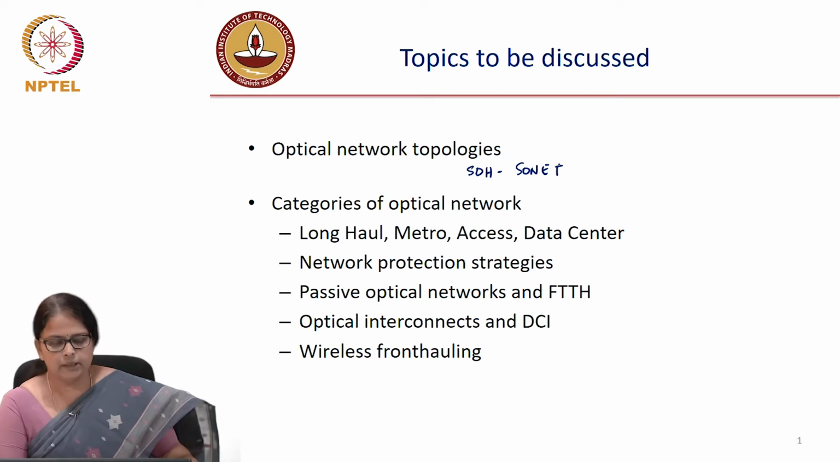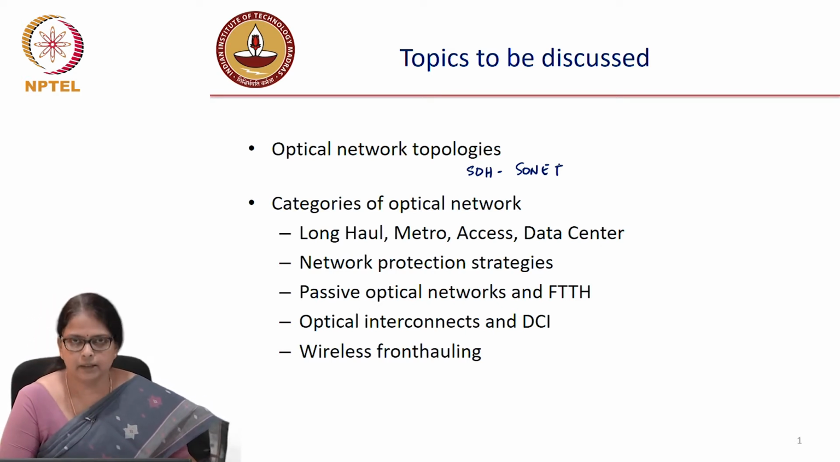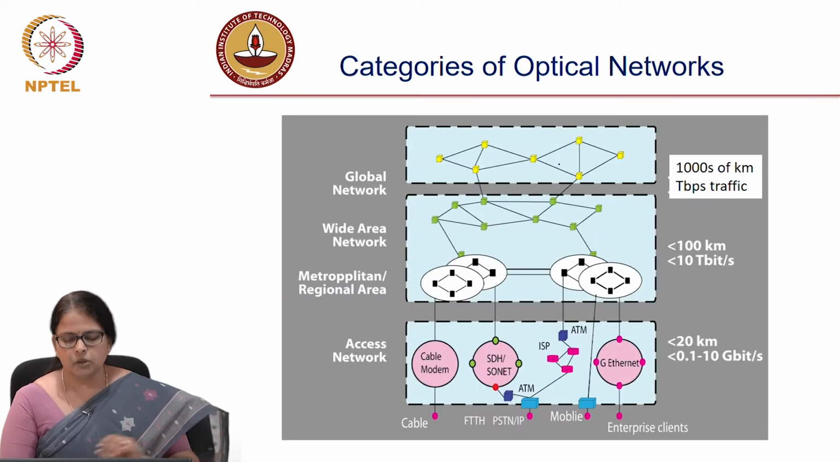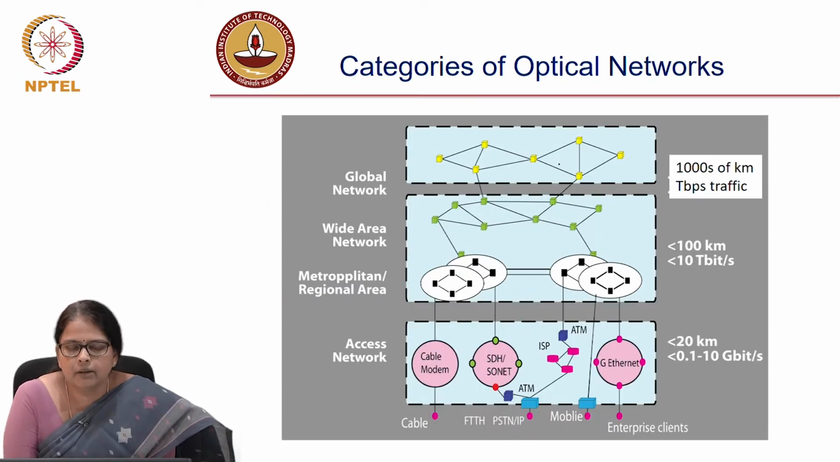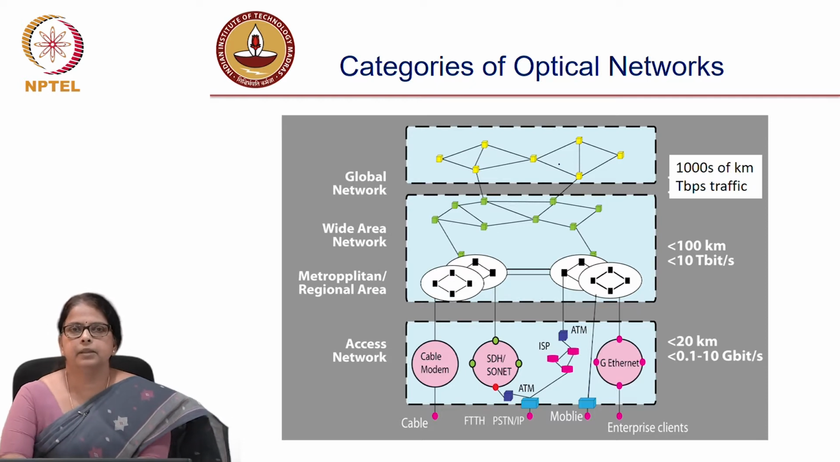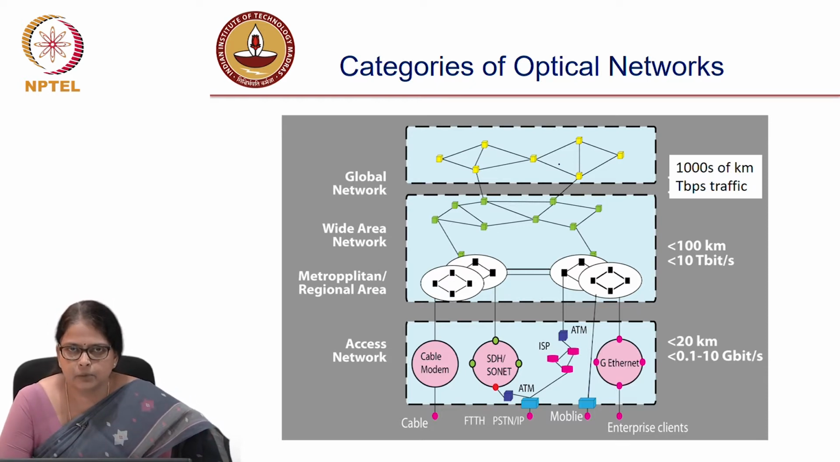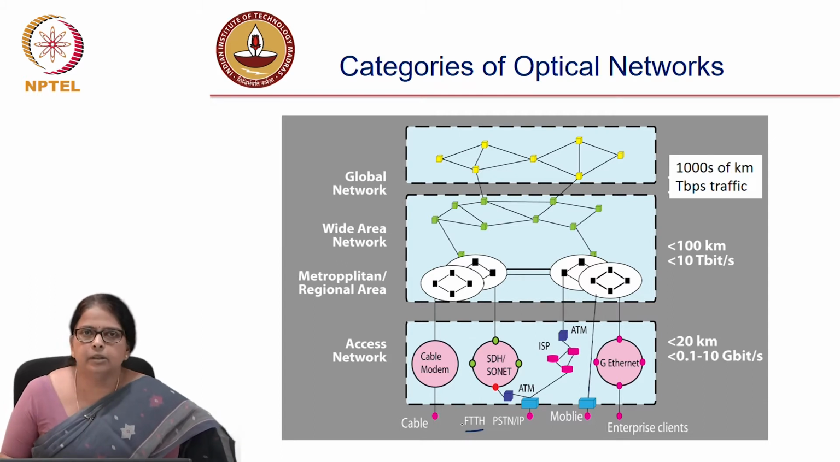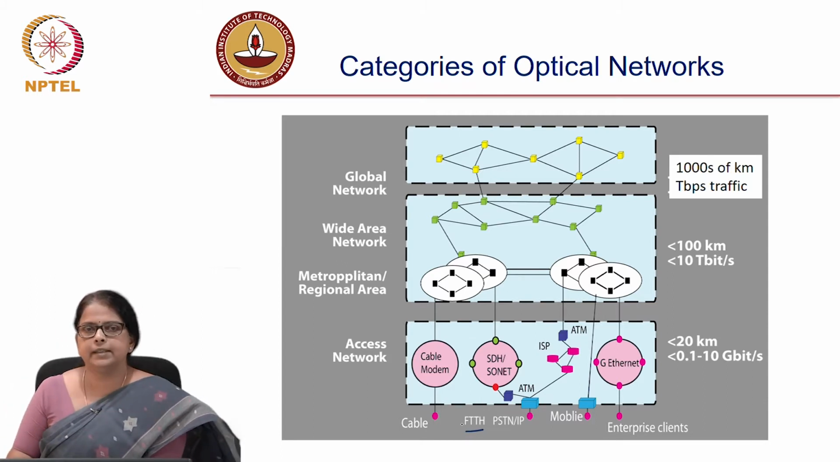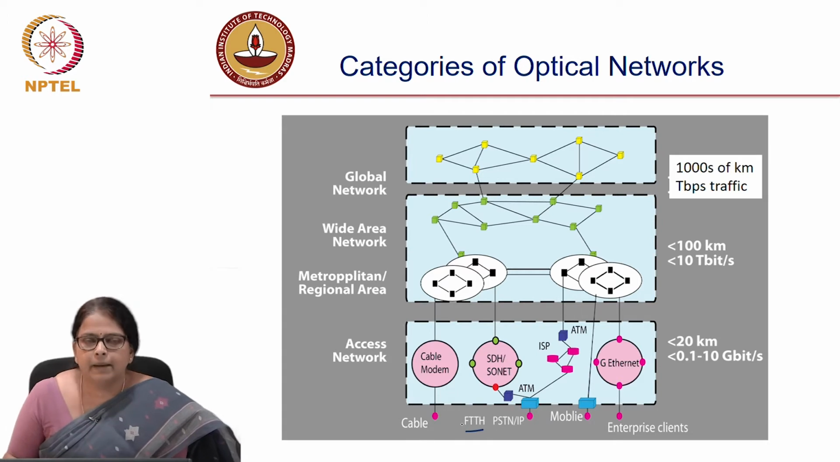Today we are moving on to the next topic, which is the different categories of optical network. So this is the bigger picture, the functional block diagram that represents the different categories. Starting from the bottom, from the end user network, you could have the fiber to the home, which is giving you high speed internet bandwidth, and it could be your cable TV or it could be your telephone network, the mobile network.